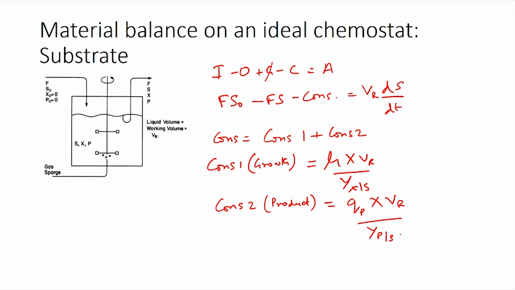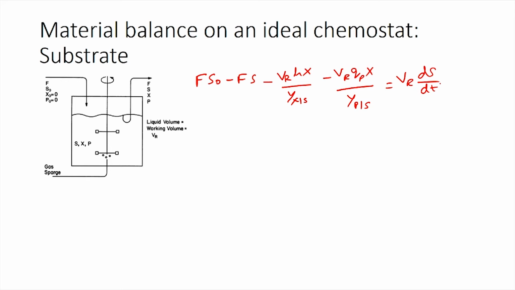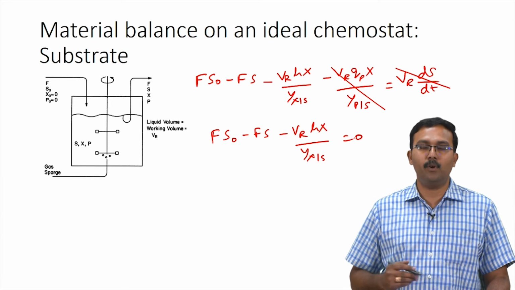So, substituting all these terms back into the equation, we get Fs naught minus Fs minus Vr mu x divided by Yxs minus Vr Qpx divided by Yps equals Vr ds dt. Now, at steady state this term goes to 0 and your product formation, if it is 0, would also go to 0, and your equation can be simplified to Fs naught minus Fs minus Vr mu x divided by Yxs equals 0. So, this is a balance equation for a substrate.